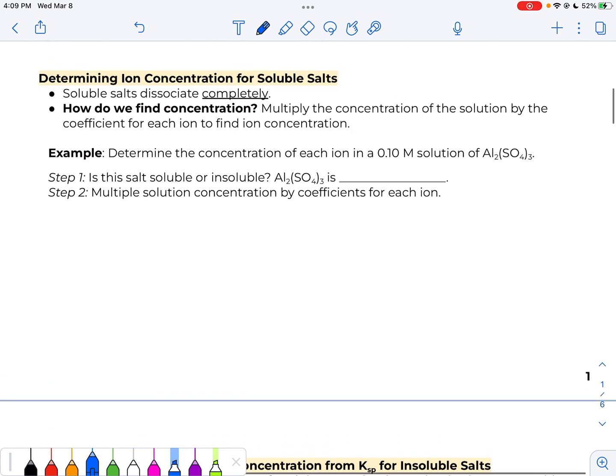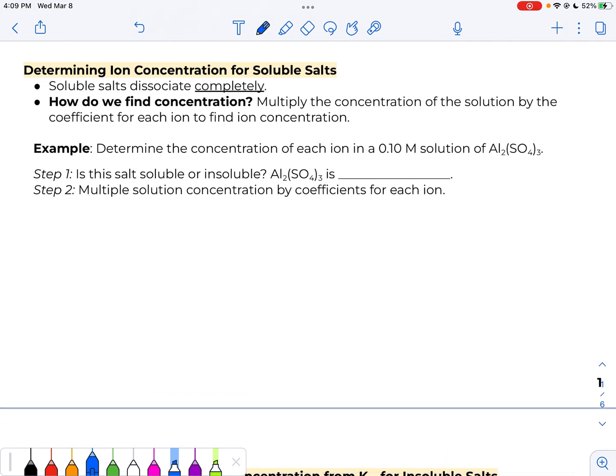All right, so the next thing that we are going to want to be able to do is determine your ion concentrations. And we're going to start out with soluble salts because they're easier. Why not? So soluble salts, to be soluble, it means that you dissociate completely. All of your salt dissolves into your ion forms. So how can we find concentration of each ion? It's actually fairly simple. All we have to do is take the concentration of the solution and we multiply it by the coefficient for each ion. So here's our example. Determine the concentration of each ion in a 0.10 molar solution of aluminum sulfate.